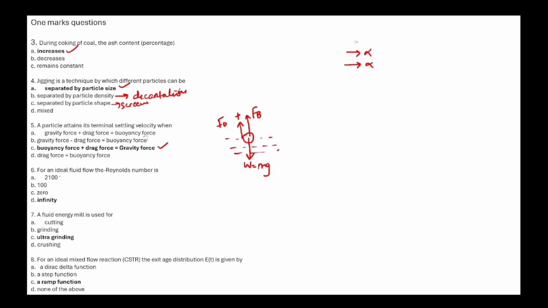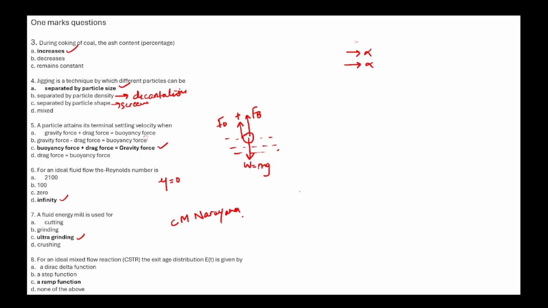For an ideal fluid flow, the Reynolds number. We know that for an ideal fluid, mu is equal to 0. When mu is equal to 0, the Reynolds number becomes infinite, right? Fluid energy mill: ultrafine grinding. Crushing: jaw crusher, gyratory crusher. Cutting: there are certain equipments. You can go through C.M. Narayana, a very good book.